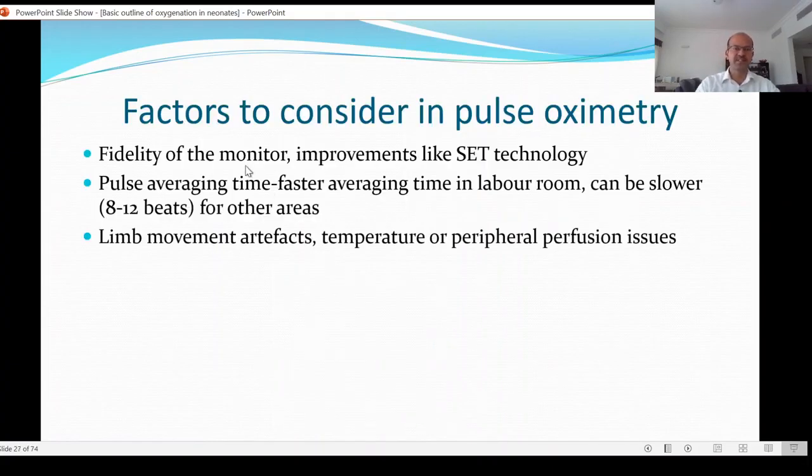So the factors we should consider is the fidelity of the monitor and the improvements that we have, like the SET technology. Pulse averaging time is, as I said, it picks up on the pulsatile flow. It doesn't read for every pulse beat. However, if there is a faster averaging time, the changes are more accurately reflected. In the labor room, you may use a faster averaging time, so it picks up faster, and it can be slower in other areas. So movement artifacts are reduced. The quick fluctuations that happen may reduce if you have a slower averaging time. Limb movement artifacts and temperature and peripheral perfusion are also important issues to consider.